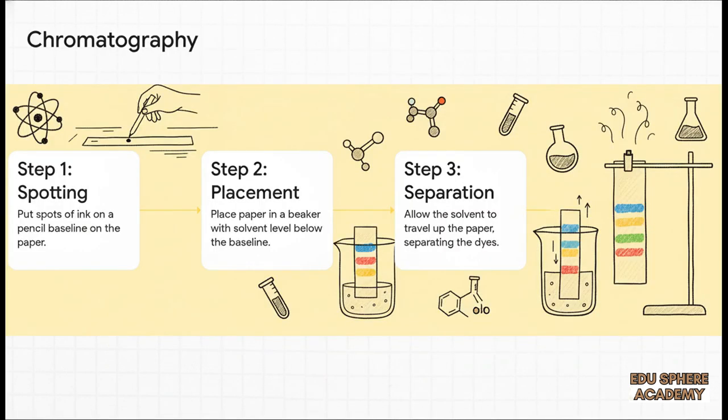Now what if you need to separate something like ink? Your go-to method is chromatography. And the best way to think about it is like a race. You put a dot of ink on the starting line, the baseline. Then the solvent starts soaking up the paper. As it travels, it drags the different colored dyes in the ink along with it. But here's the clever part. The dyes that are more soluble, the ones that dissolve better, they travel faster and further. They win the race. And just like that, you've separated all the different colors from the original black ink.